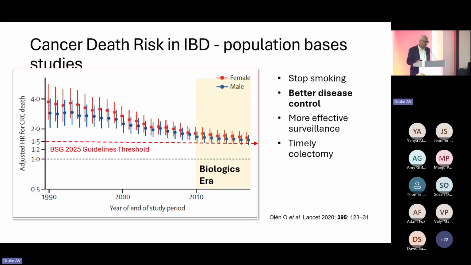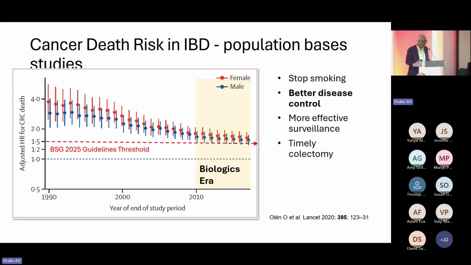So if we look at the cancer death risk in inflammatory bowel disease on a population basis, and this is broken down into men and women, and just for simplicity's sake, also broken down not just over periods of time, but also in the biologics era, what we can see is that the mortality from colorectal cancer has been trickling down, as it has been overall as well. But what we can also see is that this is a key part of our evidence when we look at what have the biologics done and in what ways have they improved the lives of our IBD patients.